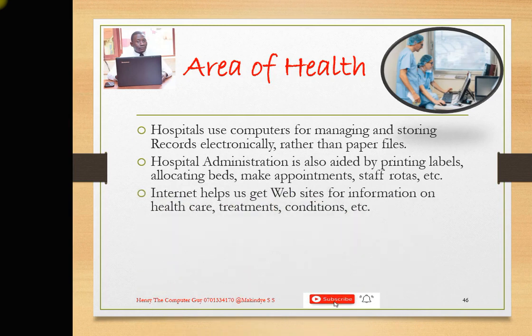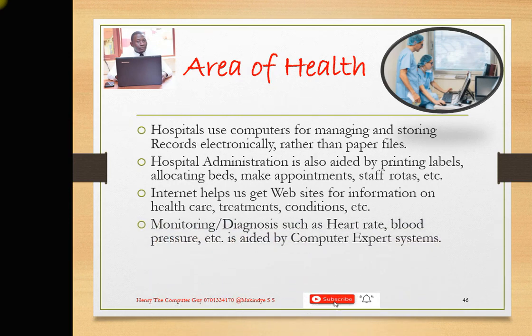The internet helps us get websites for information on health care, treatments, conditions, etc. Over the internet, there are many websites which provide information about health. They can help people to know how they are supposed to maintain their diets, and how they are supposed to reduce or prevent some diseases. All of that is also provided by computers.